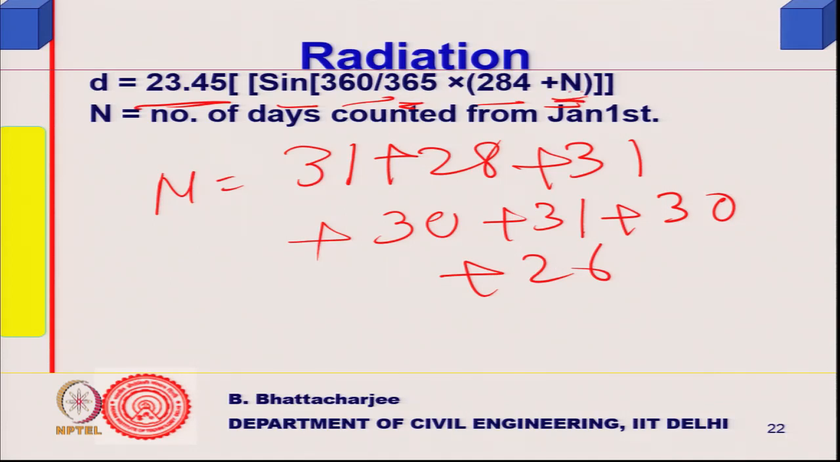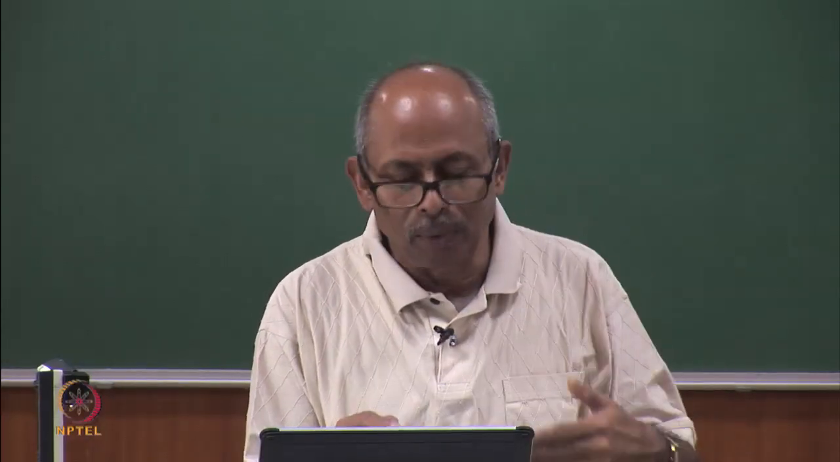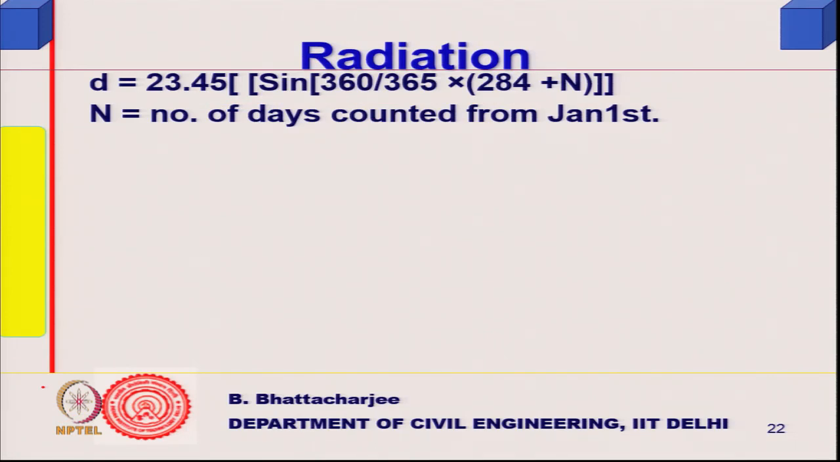You can calculate what it comes to when n is equal to 365, and when n is equal to 1. Actually, it will vary between plus 23.45 and minus 23.45, because the sine of this angle varies from minus 1 to plus 1. So, it is an empirical equation. There are more complex equations, as I said, but we will be using this only. So, you can find out declination using this.